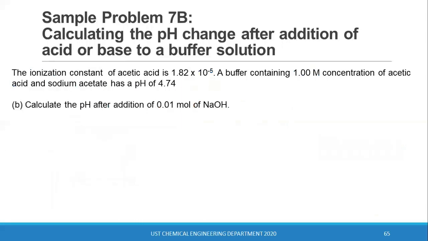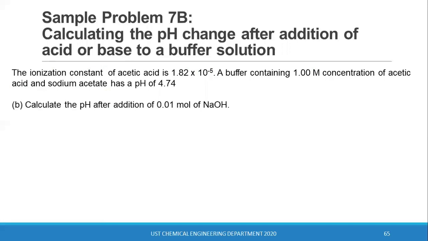Let's try solving sample problem 7b. Calculating the pH change after addition of acid or base to a buffer solution. In this problem, a strong base NaOH solution was added to a buffer containing 1 molar acetic acid and sodium acetate. Basically, the whole process is almost the same. Okay, instead of the 1 molar HCl, we added 1 molar NaOH in this problem.